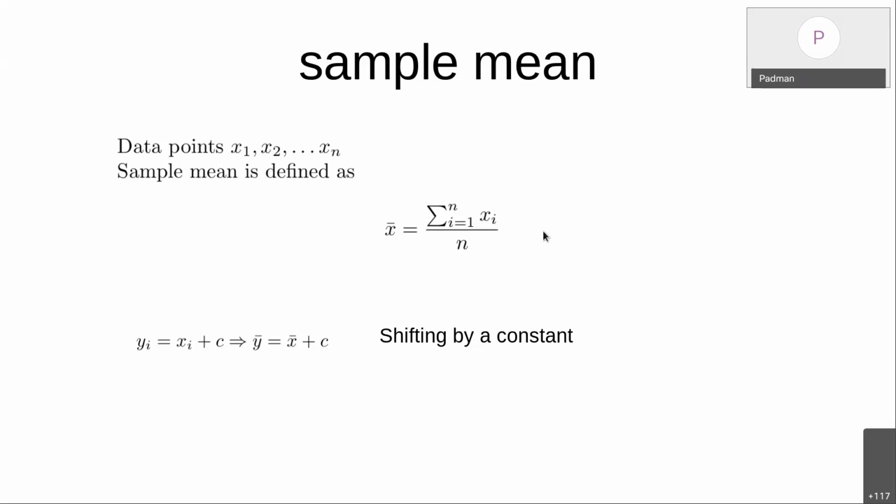And there are several properties of the mean. One simple property is that if you transform the data by adding a constant to it, the mean also gets shifted by the same constant. Right? This you can actually prove. It's just 2-3 lines. You can prove that.